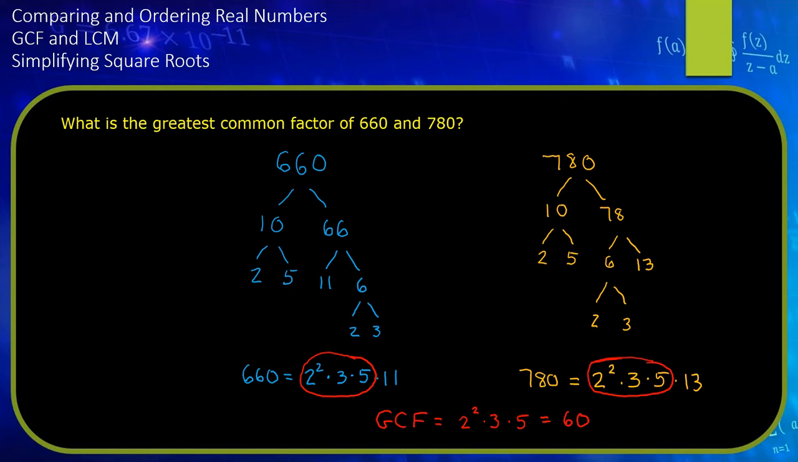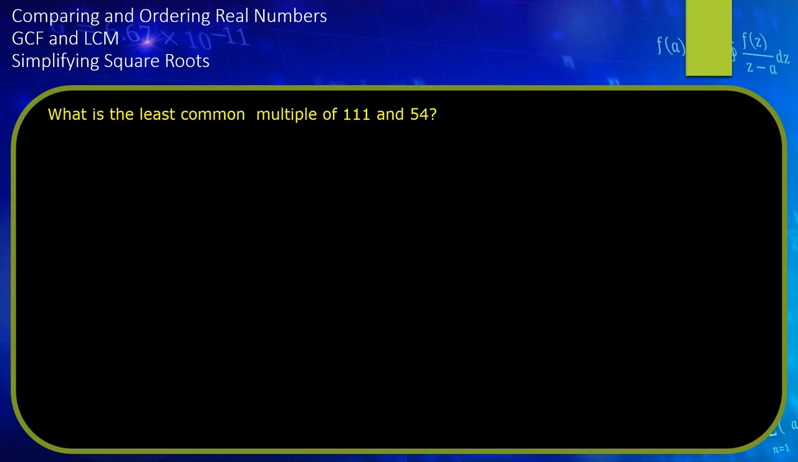Now you're going to look at the least common multiple, which a lot of students confuse with the greatest common factor because you start with the same thing. So be careful as you start this one. You're looking for the least common multiple, not the greatest common factor.